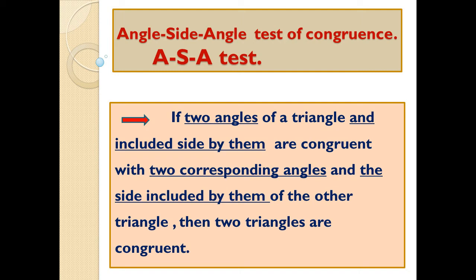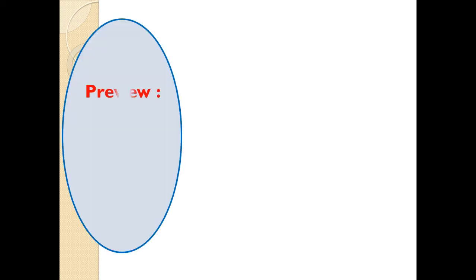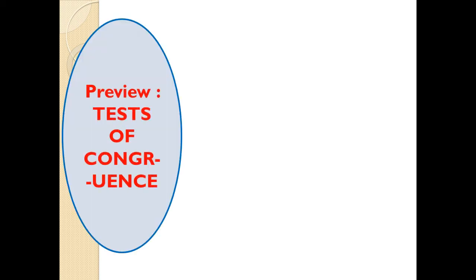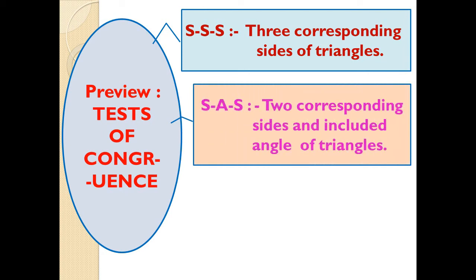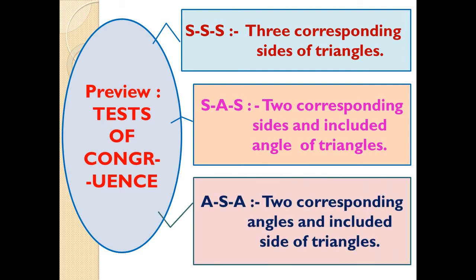Now let's review. What did we learn from this video today? The first test of congruency is side, side, side, the main condition of which is three corresponding sides of a triangle. The second test we have seen here is the SAS test, whose main condition is that two corresponding sides and the included angle of a triangle must be congruent. And the third test we have studied is the ASA test. In this test of congruency, two corresponding angles and the included side of a triangle are necessary. These three conditions have to be understood and studied properly.